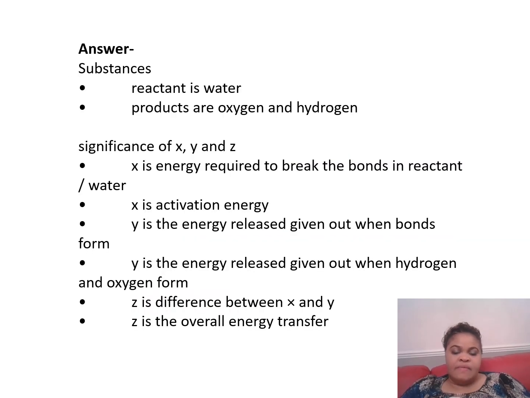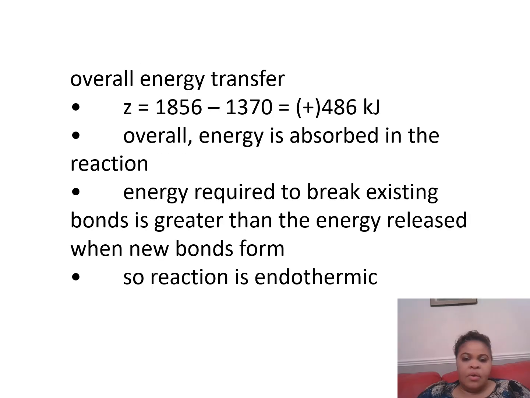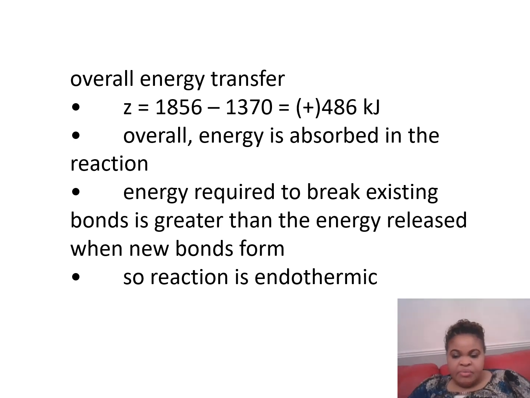For the answer, you have to list the substances: the reactant is water, the products are oxygen and hydrogen, and then you have to state the significance of X, Y, and Z as follows. And this is obviously an endothermic reaction. So the overall energy transfer is plus 486 kilojoules, which means there is an absorption in the reaction, which means the energy required to break the existing bonds is greater than the energy released when new bonds form. So it is indeed an endothermic reaction.